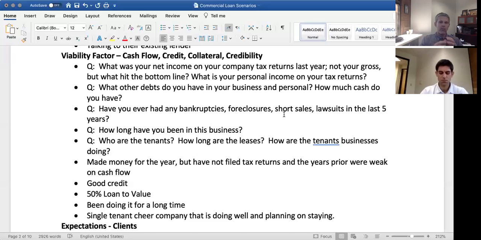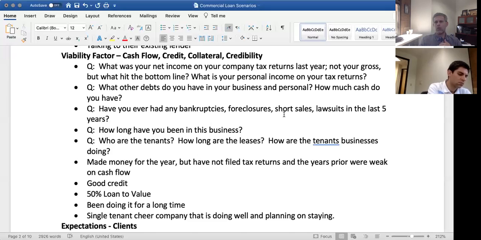So the other thing is, who are the tenants? For investment properties, we definitely want to know for cash flow purposes, who are the tenants, or if there's one, how long are the leases? Now we've got 1 year left. Okay, it could be a challenge because you could lose that tenant potentially. And how are the tenants' businesses doing? So we're trying to understand those factors.